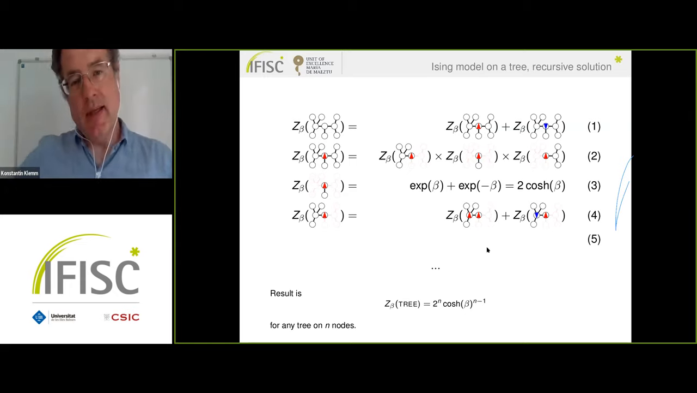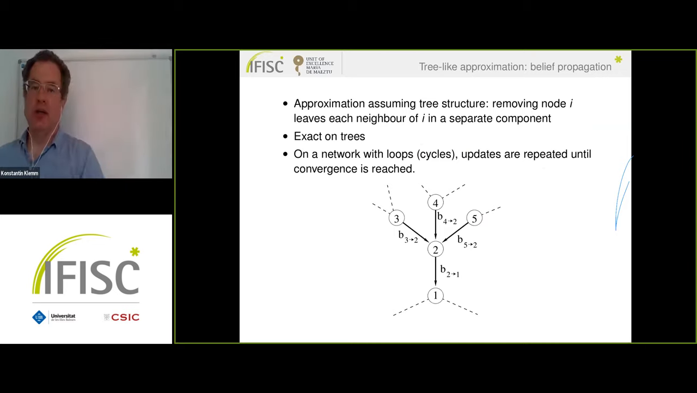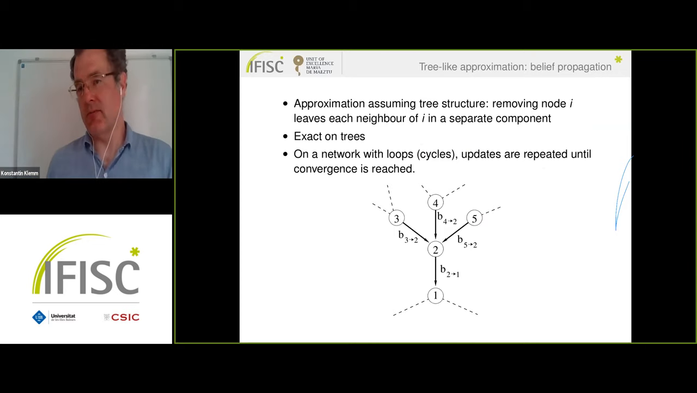Okay. The result then is a bit sobering, because in fact it doesn't depend on which tree you use. The only thing that matters is how many nodes it has. So this is exactly the partition function also of just a chain. So it doesn't really matter if it branches or not. Good. But this is not what we can use for the karate club network or any other real world network of interest. Well, unless it is a tree, but most are not.